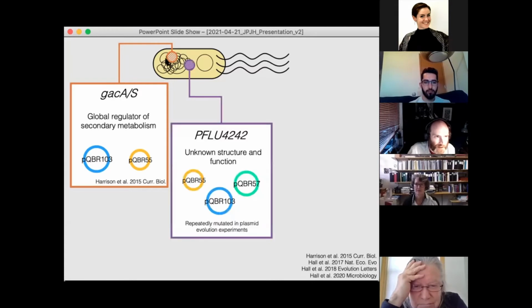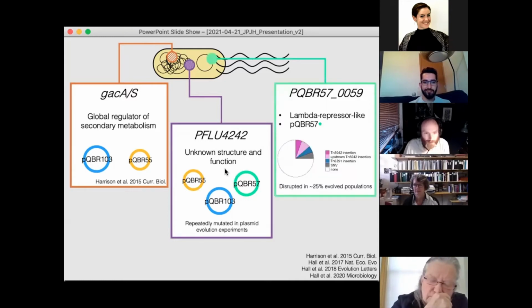This gene's on the chromosome. We have another chromosomal gene called PFLU4242. We don't know what it is, we don't know what it's doing, but this one repeatedly appears in our plasmid evolution experiments with three different plasmids from our pQBR plasmid collection.